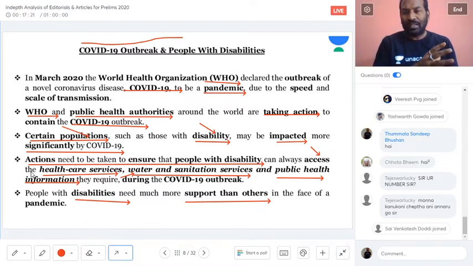That is why the topic I have taken today is a trending one, the COVID-19 outbreak and people with disabilities. At this juncture, because of the outbreak, people with disabilities need more support from the society. Please do understand, I'm not just saying from the government, but from the society. The keyword is society. That is very important. Now I'll go to the next point.